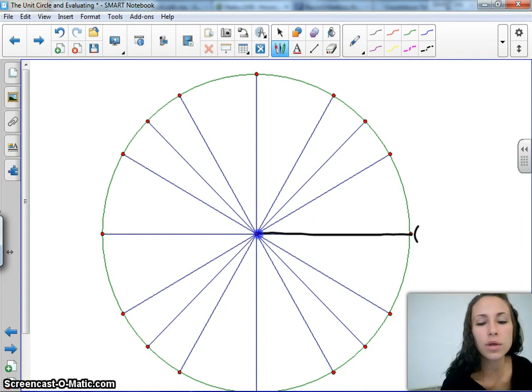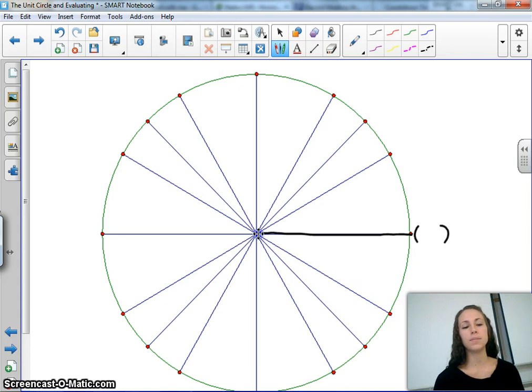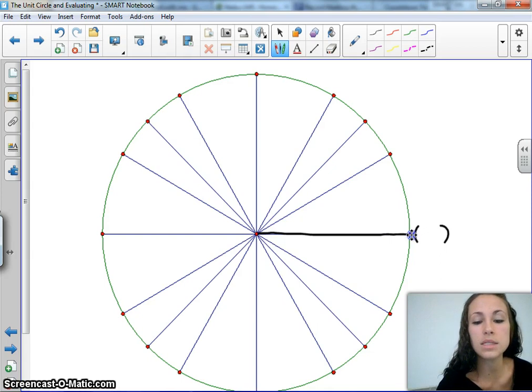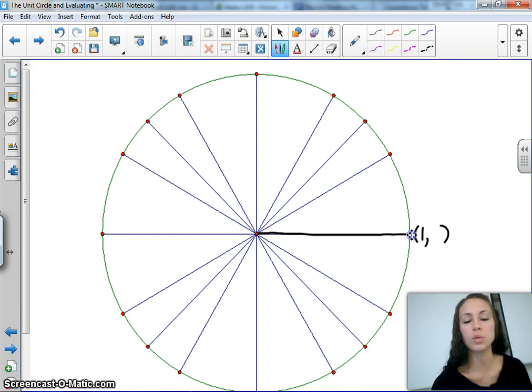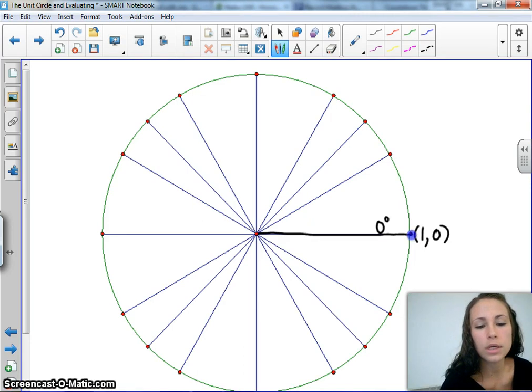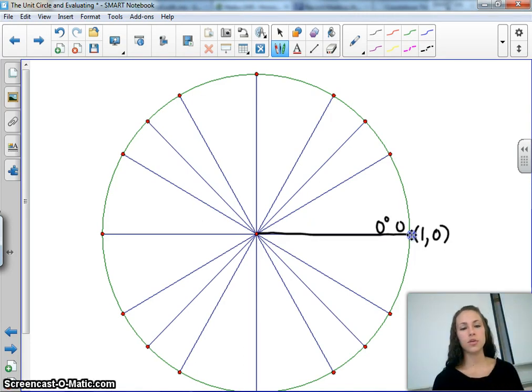So I can find what this coordinate out here is going to be. And so I'm looking at this point right here, and I want to know how far I have to go over to get to that. And since it's the same distance as the radius, it would just be 1. And then I go up, nothing. So it would be 1, 0 there. Now, I know that this is 0 degrees and 0 radians, and so I'm going to fill that in.